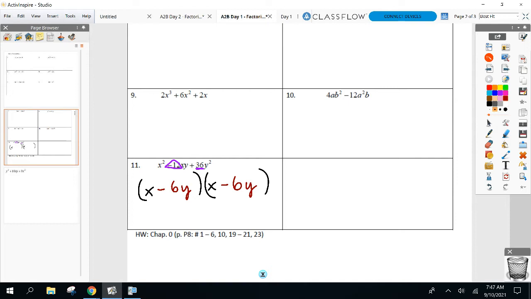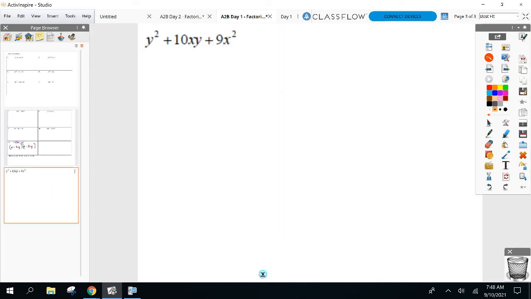So don't get freaked out. It's still 3 terms where the number out in front is 1. We just add the variables in at the end. And then you guys got one more, right? How many terms? 3. What's the number out in front? 1. Okay. Don't get all freaked out by the x's and the y's.